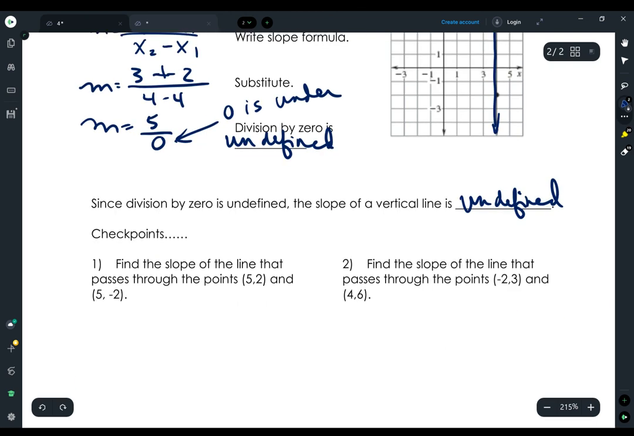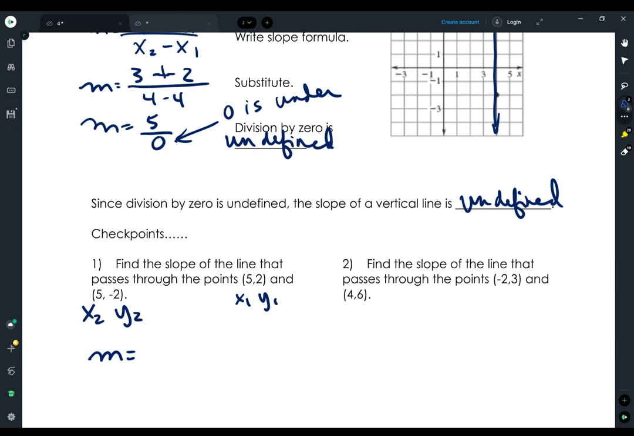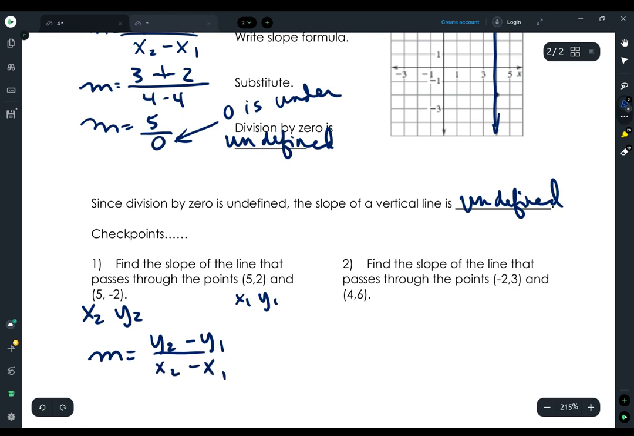Here's a couple checkpoint problems. Go ahead and pause the video and try them on your own. And I'm just going to work them out here. So pause, and then you can play, and I'll go through and work them out for you. So I went ahead and labeled x1, y1, x2, y2. And when I'm first learning this, that's a great way to start. And then I want to sub my values in. So -2 minus 2 over 5 minus 5. So that's going to be -4 over 0. So this one will be undefined again because dividing by 0 is undefined.